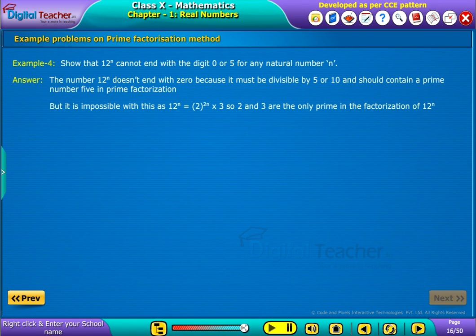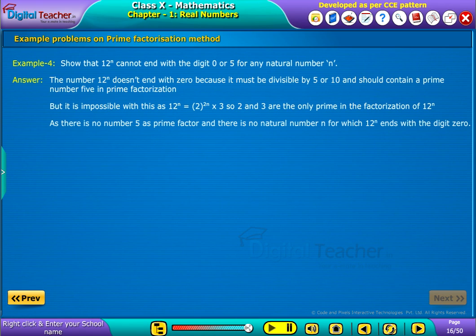But this is impossible, as 12 power n is equal to 2 to the power of 2n into 3 power n. So 2 and 3 are the only primes in the factorization of 12 power n. As there is no prime factor 5, there is no natural number n for which 12 power n ends with the digit 0.